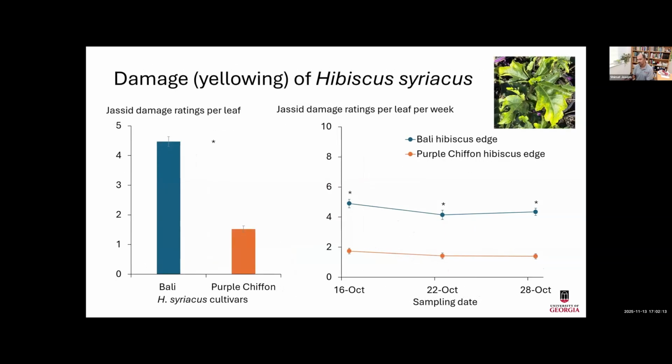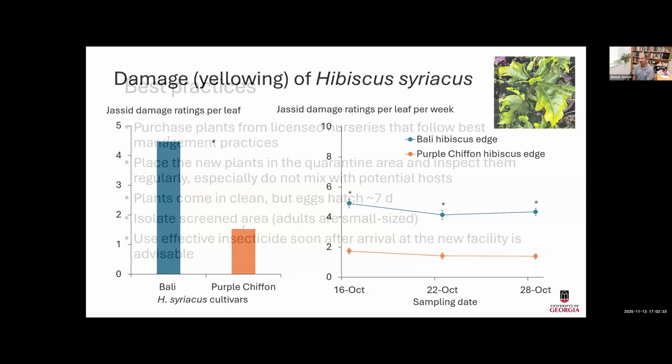And the damage, if you look here, coincides with the number of bugs we saw. On Barley, we saw more numbers compared to Chiffon, and more damage was also found in Barley versus Chiffon. So it's consistent: more numbers, more yellowing damage that we saw in that cultivar.